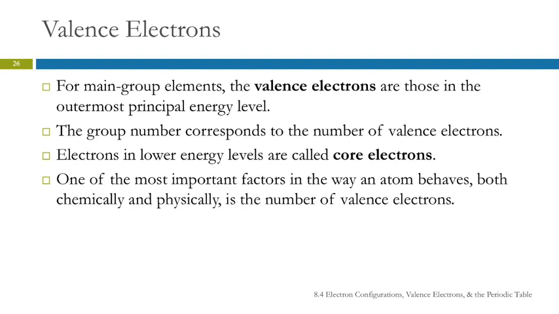So when we look at the periodic table and we use the group numbers with the letter A after them, 1, 2, 3, 4, 5, 6, 7, 8, for those main group elements, that's the number of valence electrons that the elements in those groups have. The other electrons are called core electrons because they're on the inside, like the apple core. So the number of valence electrons is one of the most important factors in how elements behave, chemically and physically.